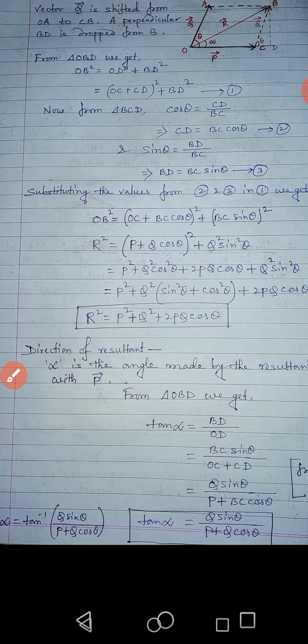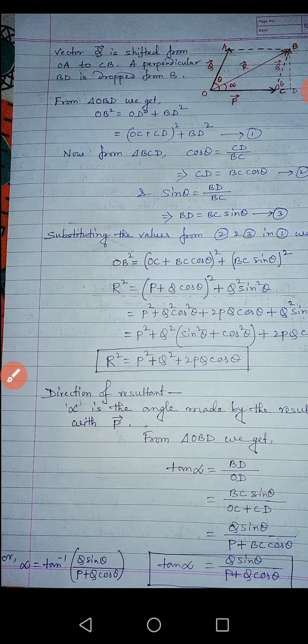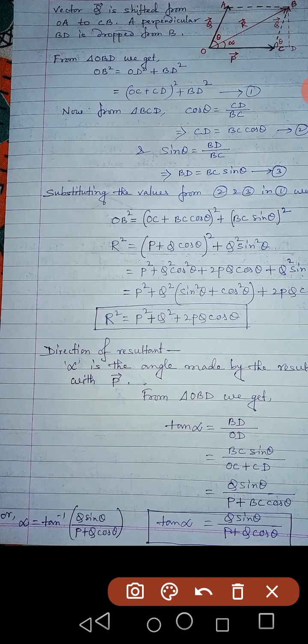We got tan alpha equals Q sin theta by P plus Q cos theta, so alpha is what we need. The expression is tan inverse of this value. Suppose if you want to remove tan from this side, on the other side we have to give one tan inverse, then this whole value will come like this. So this is the final expression for alpha.